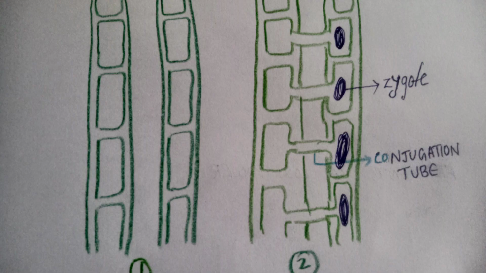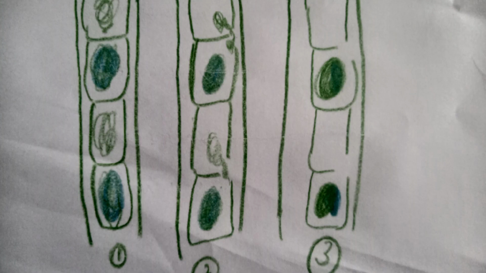This diagram shows the scalariform conjugation in Spirogyra. In this picture, we can observe lateral conjugation in detail.